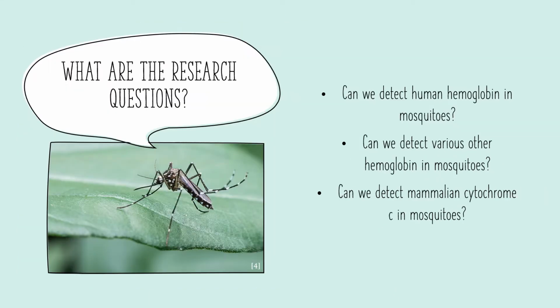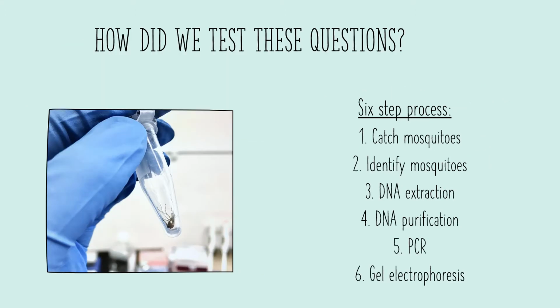So the research questions that we're trying to answer were, can we detect human hemoglobin in mosquitoes? Can we detect various other hemoglobin in mosquitoes? And can we detect mammalian cytochrome C in mosquitoes? So we tested these questions through a 6-step process, which was catching the mosquitoes, identifying the mosquitoes, DNA extraction, DNA purification, and then PCR and gel electrophoresis.